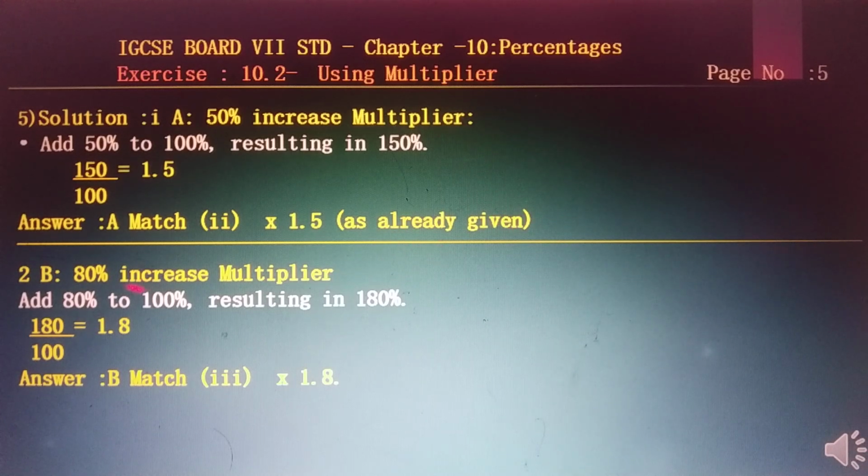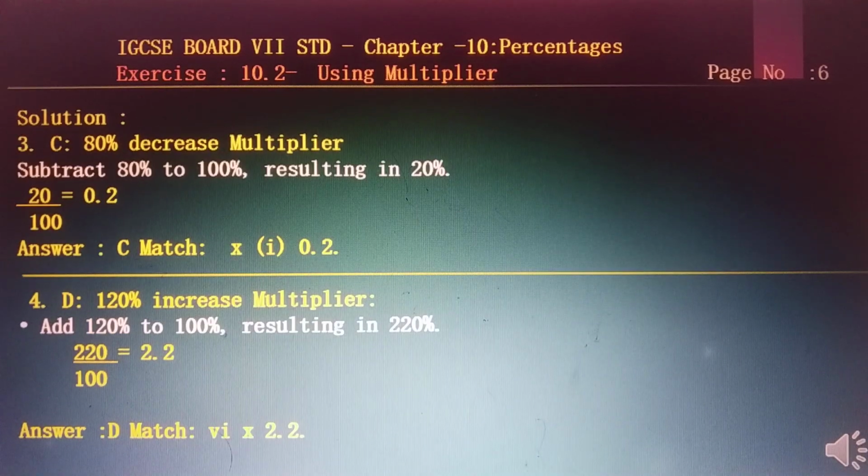In question B, 80% increase multiplier, the same way add 80% to 100, resulting in 180%. 180% upon 100 is equal to 1.8. The answer is 1.8, which matches 3. The same way we calculate the decreases: decrease means subtract, increase means add. In the same way we get 0.2, and for D, 2.2.